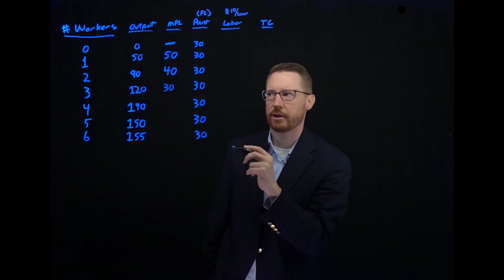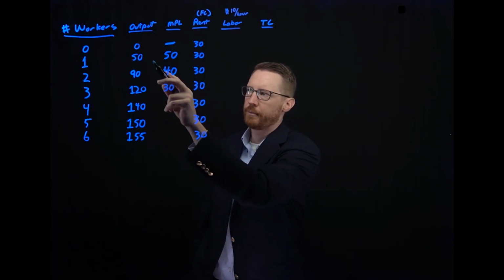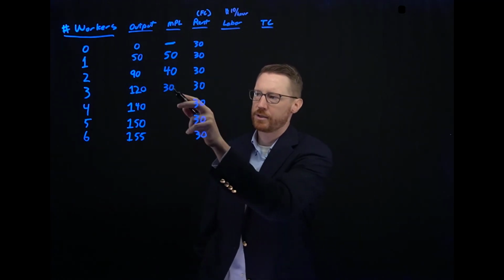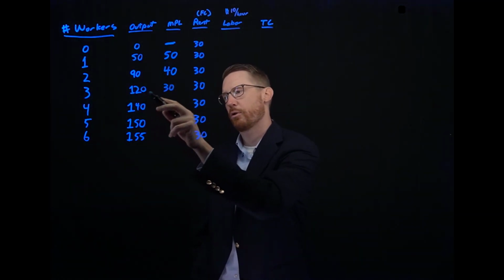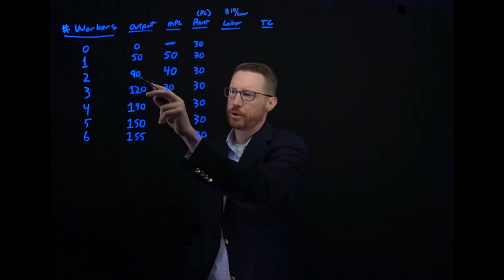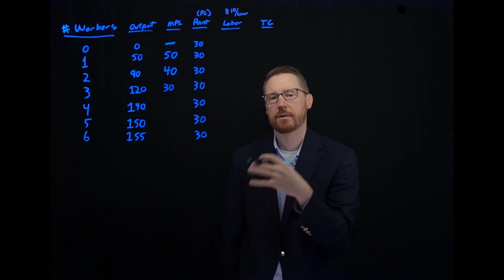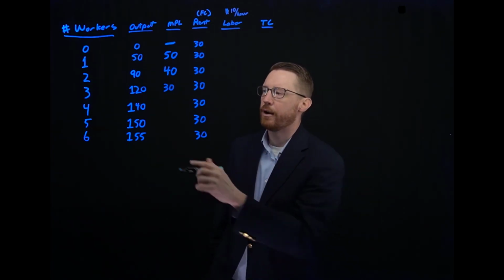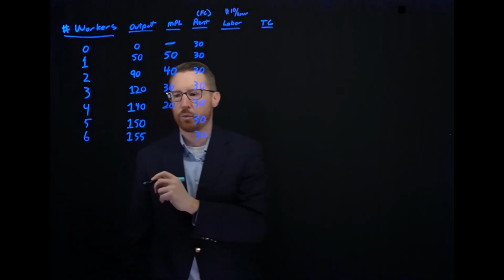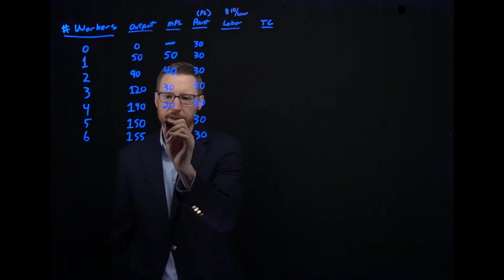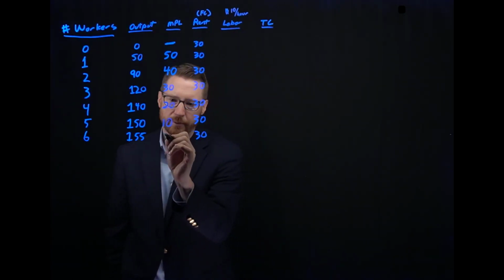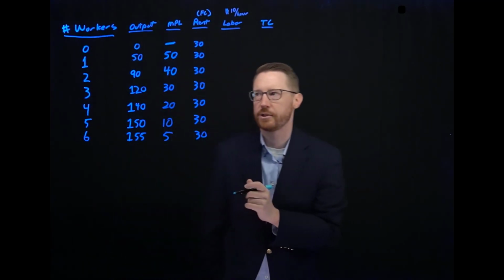You see where these numbers are coming from? Where does this 40 come from? It's just 90 minus the 50 of the previous worker. Where does this additional 30 units come from? Well, it's the total that we're making now, 120 with 3 workers, minus how much was produced with 2 workers. So let's finish filling this out. When they hire the 4th worker, now this 4th worker contributes an additional 20 units, a 5th worker contributes an additional 10 units, and a 6th worker contributes an additional 5 units.